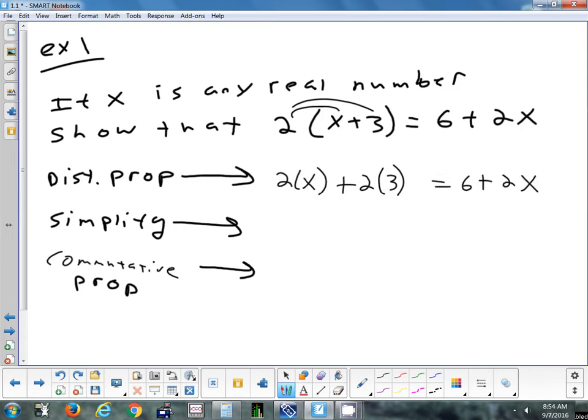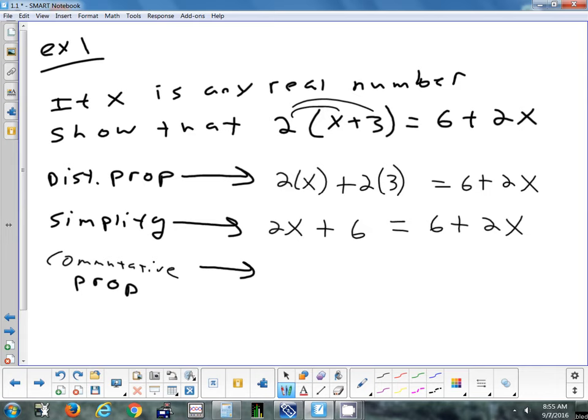Now, simplified means just do out what you can. 2 times x, can't really do much with that. But 2 times 3 is 6. Now, I don't quite have the same thing on the left and the right, but I'm allowed to switch the order when I add 2 things because of the commutative property. So the way you might see a problem like this on a test is maybe I would give you the steps on the right, and I would ask you the steps on the left.